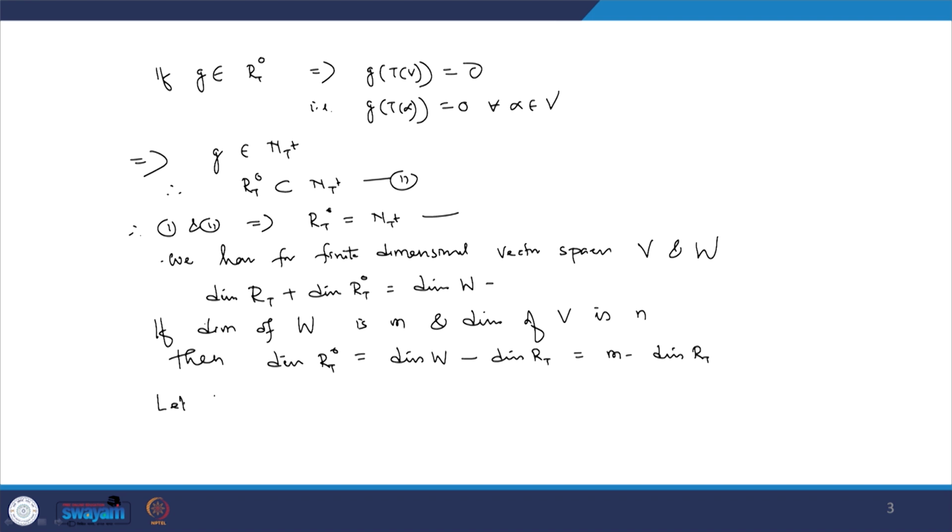Let the rank of T be r. So, this implies the dimension of the range space of T is equal to r. So, this implies dimension of R(T) naught equals M minus r, because that is the dimension of the annihilator of the range space. That equals the dimension of the null space of T transpose, because we have seen that the null space of T transpose is the annihilator of the range space of T. So, that is why the dimension of N(T transpose) is equal to M minus r.